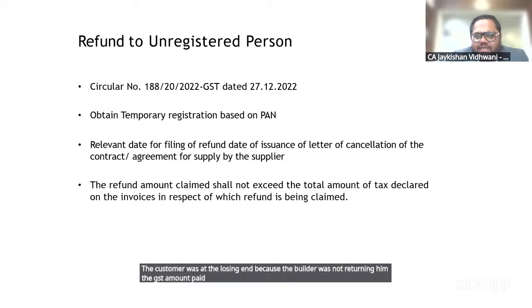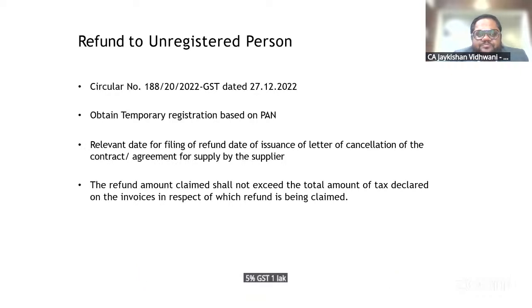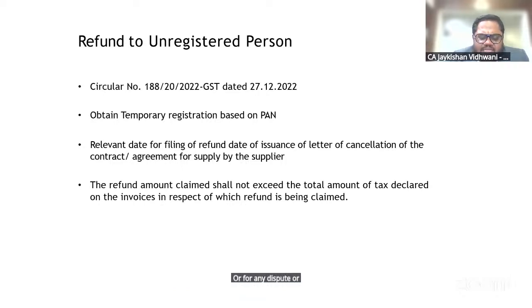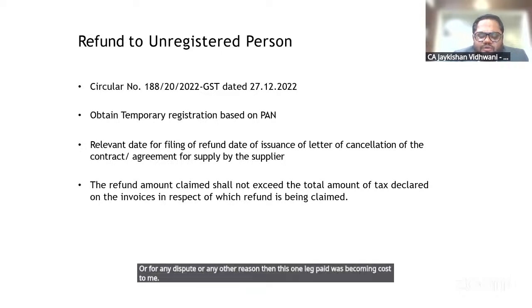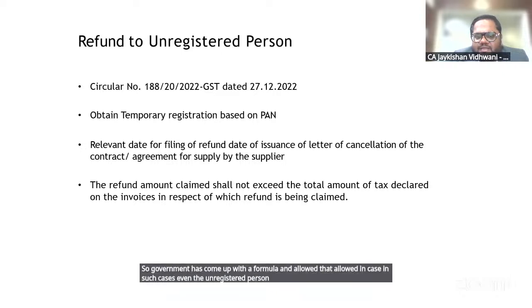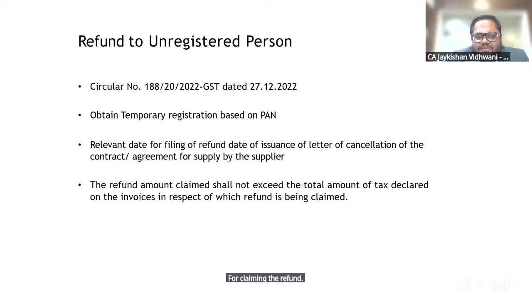So, for example, I have booked a flat today and paid 20 lakh, with 5% GST, so 1 lakh is paid as GST. After 3 years, if I cancel my booking for a genuine reason or for any dispute or any other reason, then this 1 lakh paid was becoming a cost to me. So the government has come up with a formula and allowed that in such cases, even the unregistered person can claim the refund. Now, what is the procedure for claiming the refund? That has been prescribed by circular number 188 of 2022.